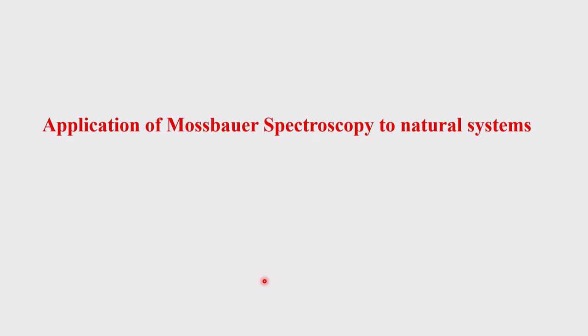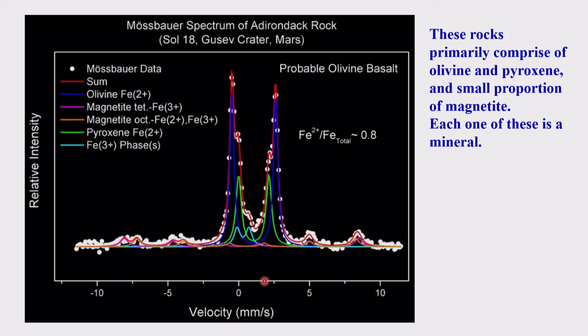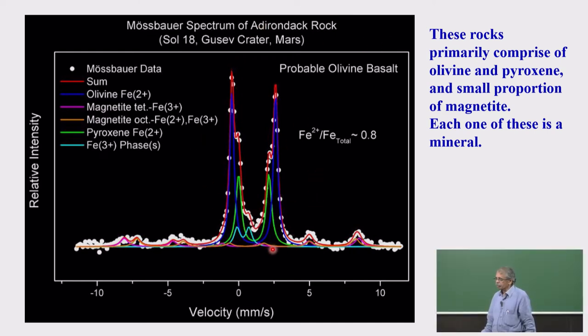Let us look at some applications of Mossbauer spectroscopy to some natural systems. This is the Mossbauer spectrum of a rock from Mars. The dots are the main data collected, and all the others are different fittings. You have Fe3+ in light green and a little dark green, you have the iron 2+, then a little bit of yellow-orange, that is iron 2, iron 3.